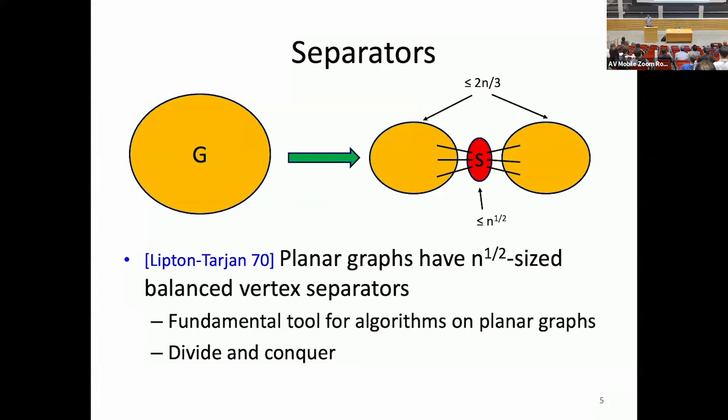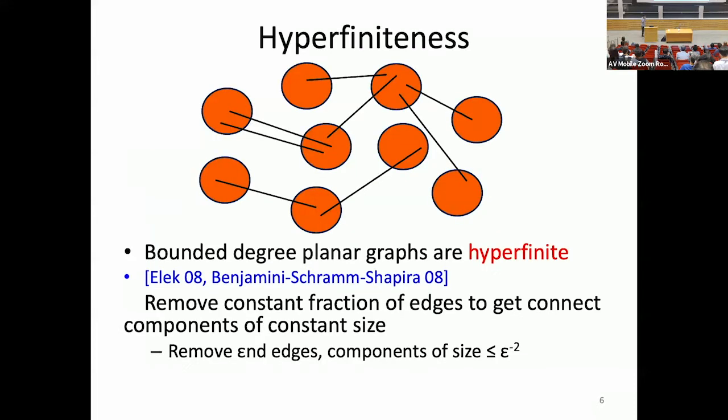This theorem about root n size separators also holds for any minor closed family, by Alon, Seymour, and Thomas. Although we don't have as efficient an algorithm, we have, I think, the best near linear algorithms. What is even more interesting is if you take this idea further: bounded degree planar graphs are hyperfinite. This is buried in a lot of existing work, but I think Elek is the first person to explicitly call it out. You can remove a constant fraction of the edges to get connected components of constant size.